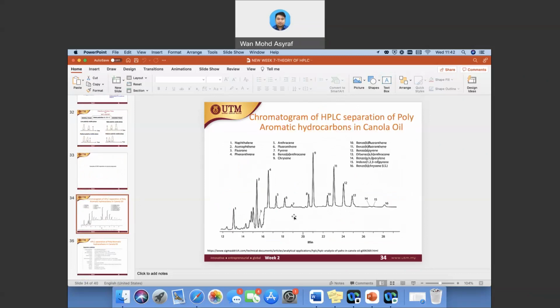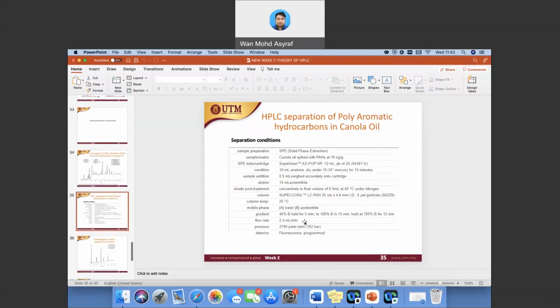Okay. All right. So example of HPLC separation in various compounds. So this is an example for separation of canola oil in terms of detecting aromatic hydrocarbons. You see that some of them are well separated. Some of them here are not well separated even in trace amount analysis. Okay. So basically this is the separation condition.